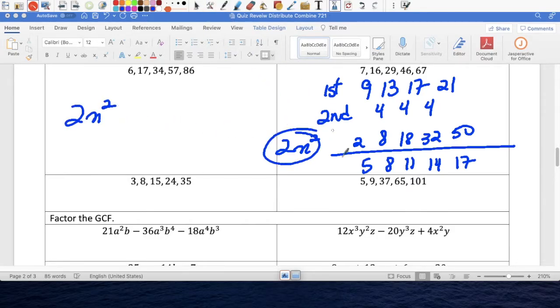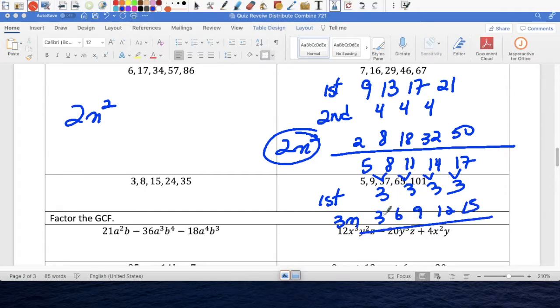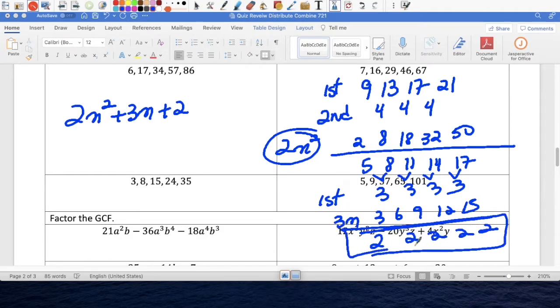I'm going to take the first difference again. And it's 3, 3, 3, 3. So there's a linear in there, a 3n sequence, right? Because it's going by 3s. 3n sequence is 3, 6, 9, 12, 15. And do we need to make an adjustment to that sequence to get to 5, 8, 11, 14, 17? Yes, we do. And that adjustment is going to be to add 2. We can also find that by subtracting 5 minus 3, 8 minus 6, 11 minus 9, and so on. So there's the plus 2 at the end.